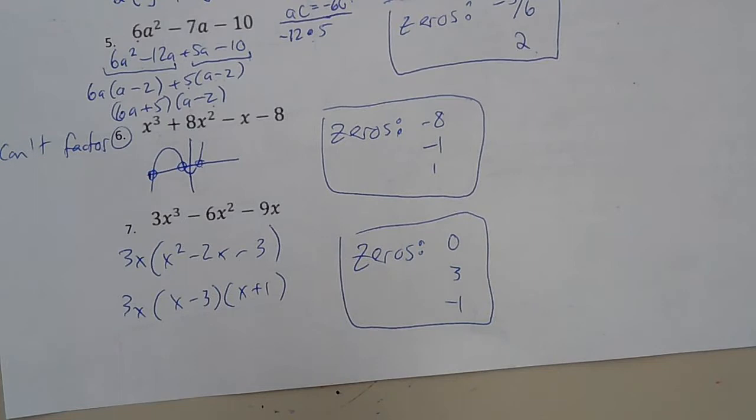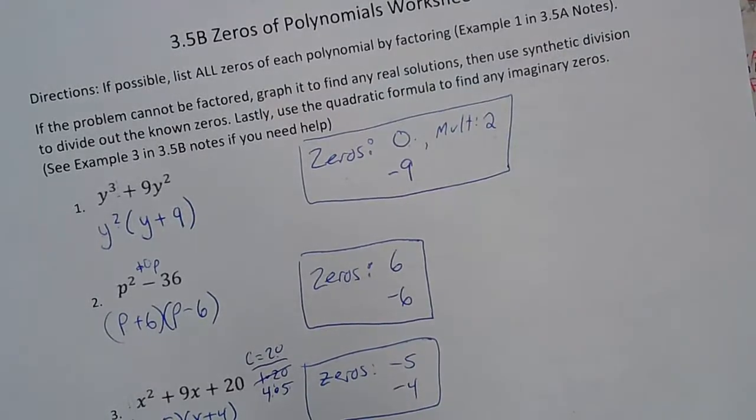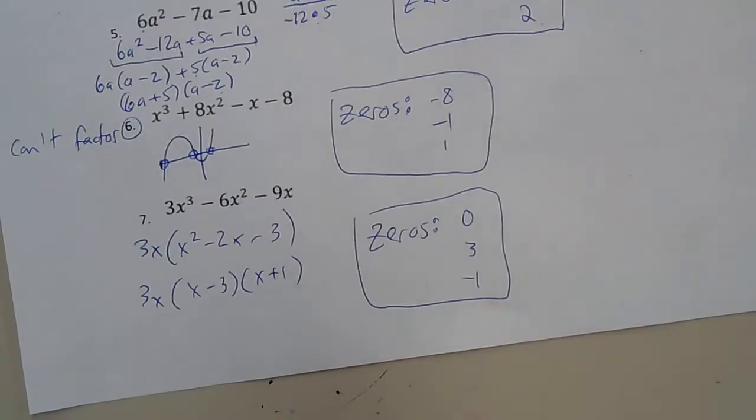That's actually a nice little strategy to remember: when you graph these, the zeros are the solutions. So the same things you're getting from your factored forms here, you're getting as the zeros. In this case, this one is just graph it and see the solutions, because we don't know how to factor it yet. And again, that's what it says right here. If the problem can't be factored, graph it to find the real solutions, and then do the other steps, which we'll get to later on if you have to.